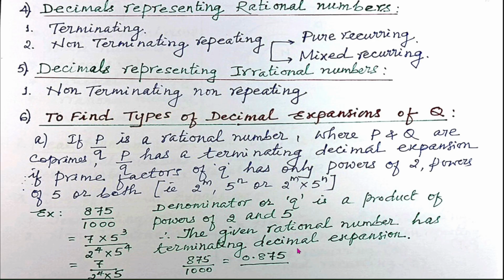Therefore the given rational number has a terminating decimal expansion, because the terminating decimal expansion condition is that the prime factors of q have to be powers of 2, powers of 5, or a product of powers of 2 and 5.